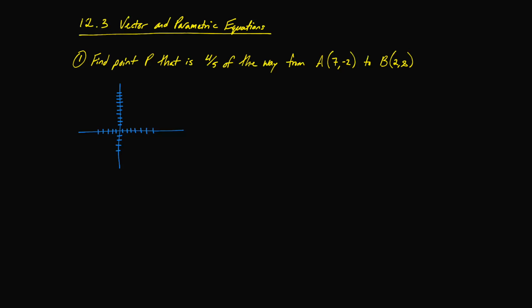A is going to be 7, -2, so that's going to be approximately here. So this is point A, 7, -2, and we have point B, which is going to be 2, 8. Try to do a straight line there, and this is now our AB vector.